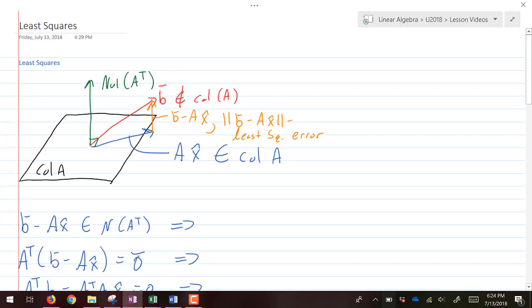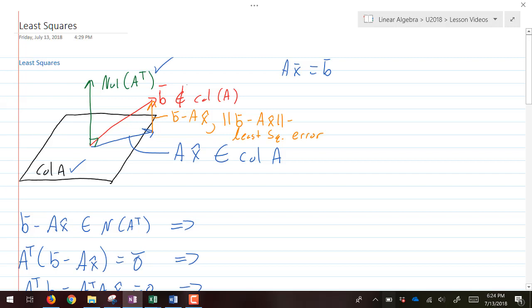In this video, we're going to look at the least squares solution for Ax equals b. So consider the case where b is not in the range of A, or not in the column space of A, which means that we have an inconsistent system. And also recall that the orthogonal complement of the column space of A is the null space of A transpose.